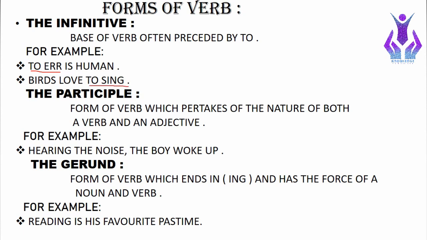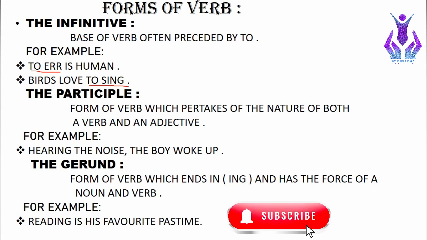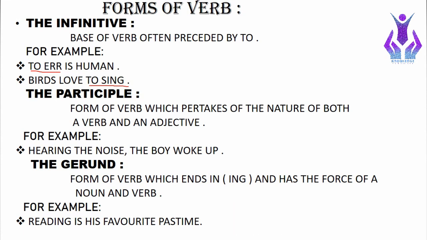The next is the participle, a form of verb which partakes of the nature of both a verb and an adjective. As I told you in the previous lecture, a participle can act as both a verb and an adjective. For example, hearing the noise, the boy woke up. Here the word hearing qualifies the noun boy as an adjective does, so it works as an adjective as well as a verb. These kinds of verbs are called participles.